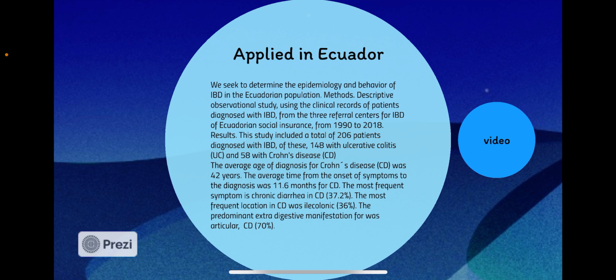The most frequent symptom in Crohn disease is chronic diarrhea, at 37.2%. The most frequent location in Crohn disease was ileocolonic, at 36%. The predominant extra-digestive manifestation for Crohn disease was articular, at 70%.